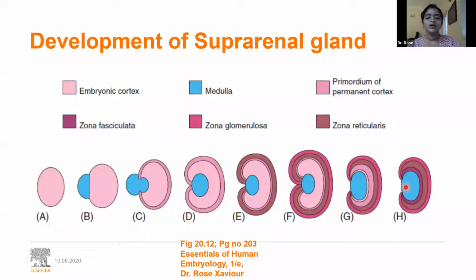The adrenal gland has an outer cortex and an inner medulla. The medulla is from neural crest cells, and the cortex is mesodermal in origin. The mesoderm first forms the fetal cortex, and outer to it you have the definitive cortex. Soon after birth, the fetal cortex diminishes in size and disappears. And the outer cortex, the definitive cortex, will give rise to all three layers: the zona glomerulosa, fasciculata, and reticularis.